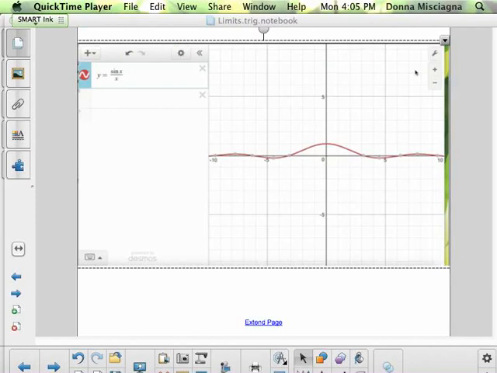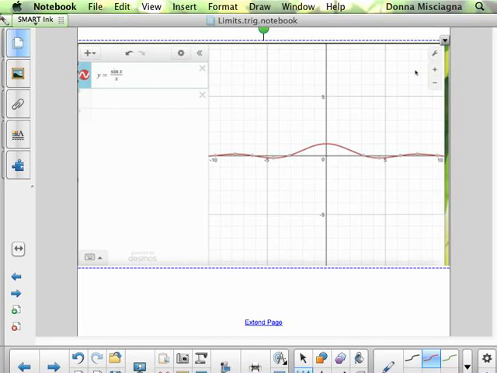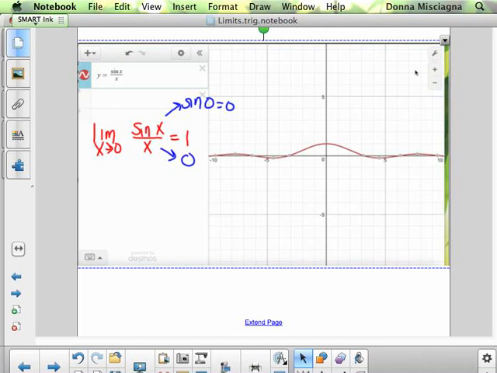So here we have the graph of y equals sine x over x, and the limit as x approaches 0 of sine x over x appears to be 1 based on our graph. Now we can't plug 0 in to that function because this is an indeterminate limit. Sine 0 is 0, and if I plug in 0 for x, I've got 0 in the numerator and 0 in the denominator, so that's indeterminate.